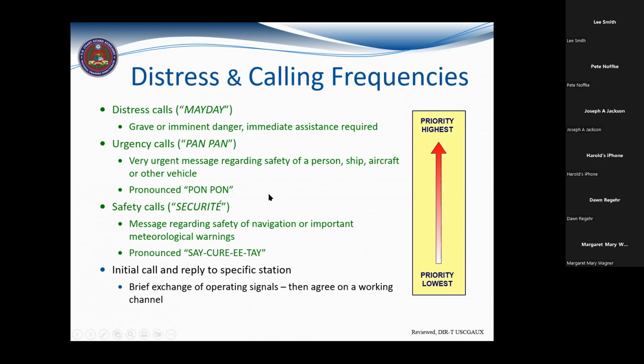If at any time somebody is using the frequency for a higher priority than your traffic, you should not be using the channel. So if somebody is making an urgent broadcast and you want to make a call, you wait until they're done.